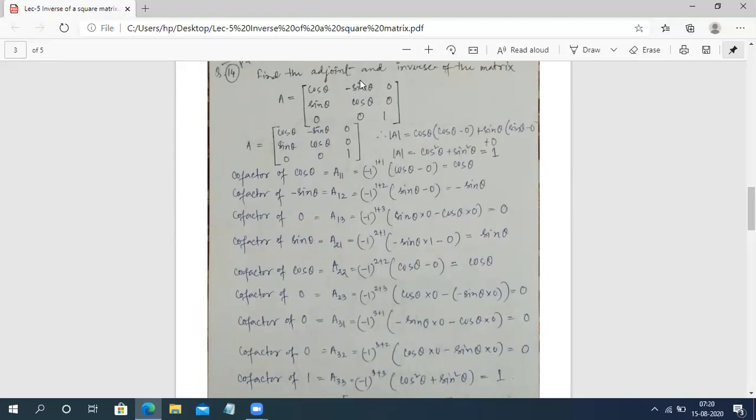Then just ignore the corresponding column and row and you will get sine theta into 1 minus 0 into 0, that is sine theta. So it will be cos square theta plus sine square theta and it will be equal to 1.